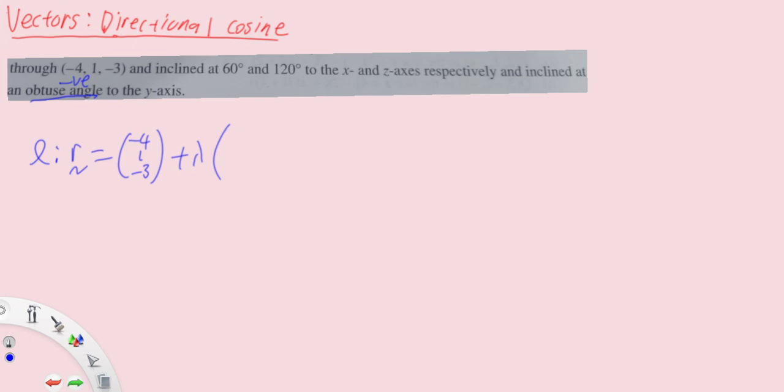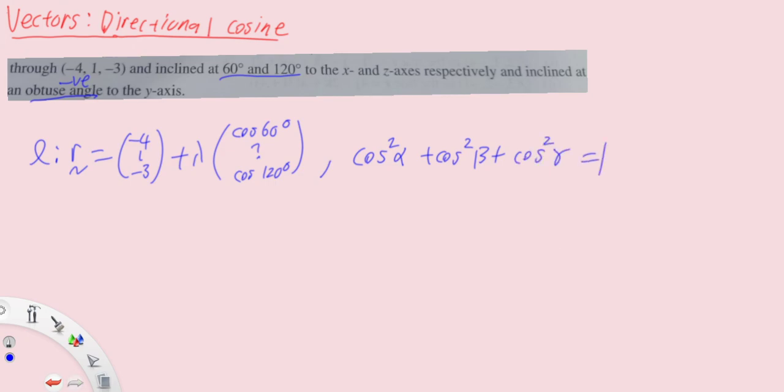In this case, because they give us the angles, we need to use direction cosines. So we have cosine 60 degrees, that's our x-axis, cosine 120 degrees, that's our z-axis, and we need to find d1 in the center. So how do you find d1 in the center? Using the identity that we have gone through in the previous video, cosine square alpha plus cosine square beta plus cosine square gamma equals 1. The proof is gone through in the previous video, so do take a look at why this identity exists.